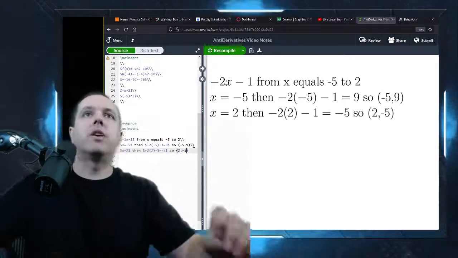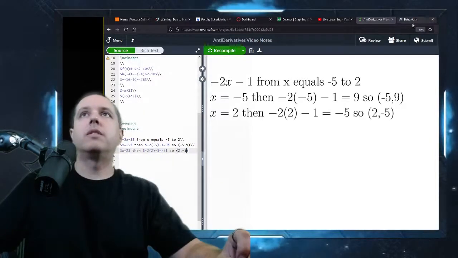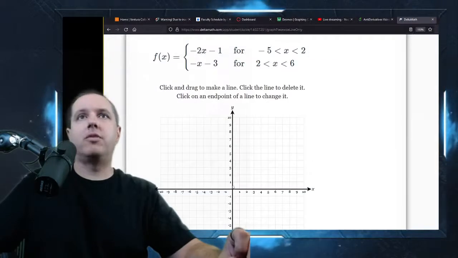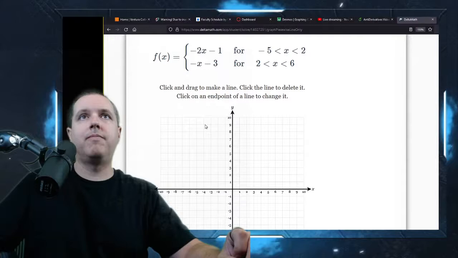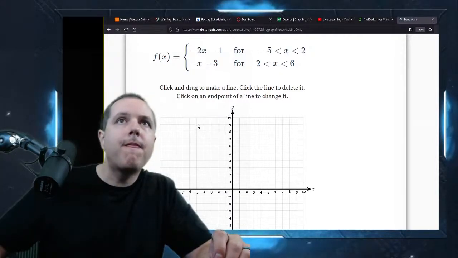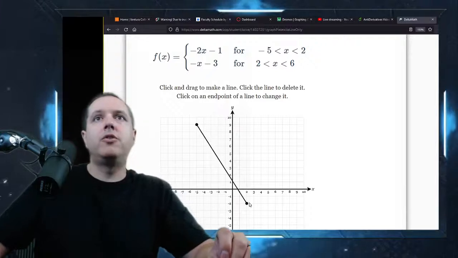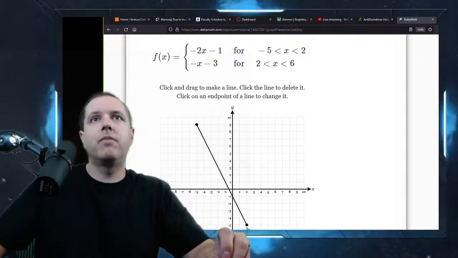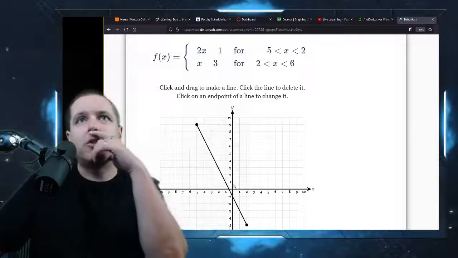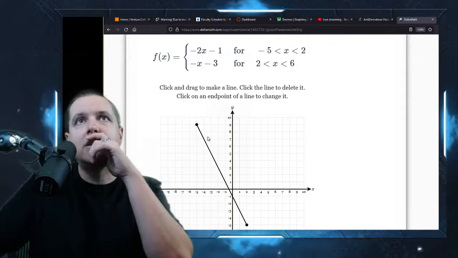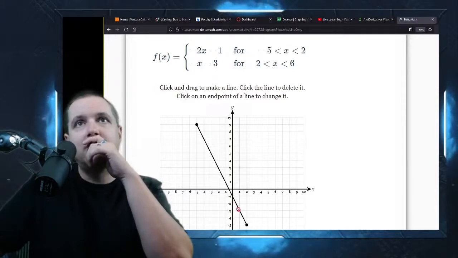Okay, so let's see when I go to graph this. So negative 5, 9, and 2, negative 5. So negative 5, 9, and then 2, what was it, negative 5? And then we can just double check. Does this have a slope of negative 2? Yeah, it does. And does it have an intercept of negative 1? Yeah.